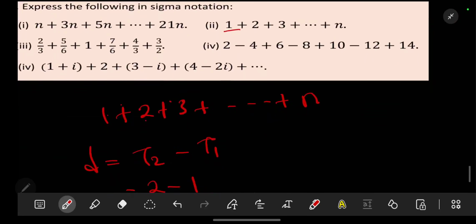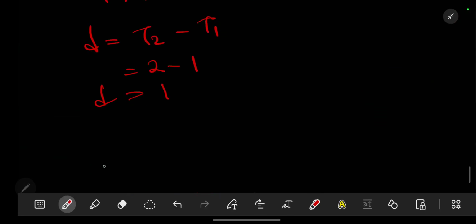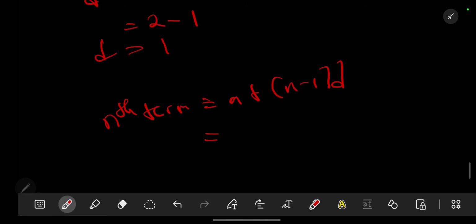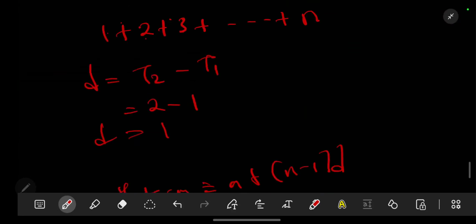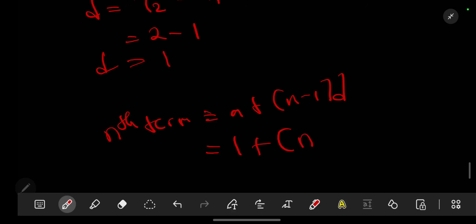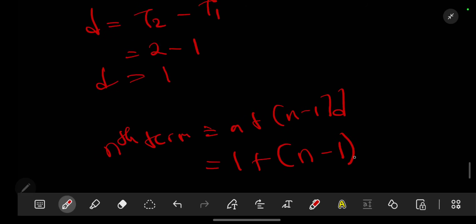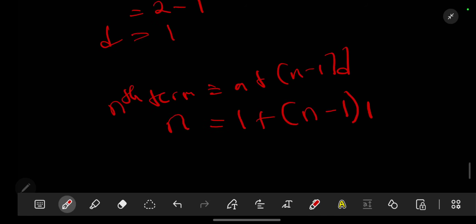So if you have found the difference, find the number of terms. The nth term is given by a plus n minus 1 d. So what is our a? Our a is 1. What is our n, the number of terms? We are told that the last term is n, so we are going to use this n. So we have n terms which we don't know. We want to find the number of terms. The difference is 1. Then the nth term, the last term, is n. So you use the last term to find that.